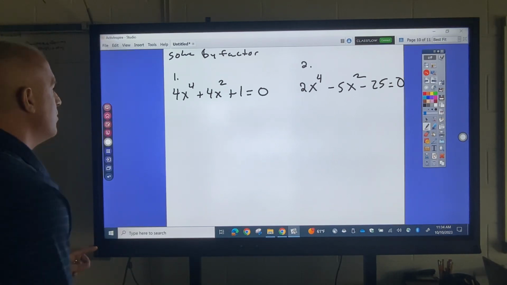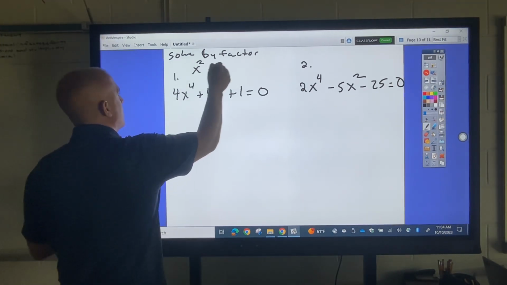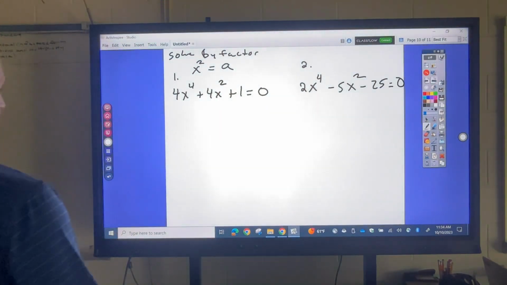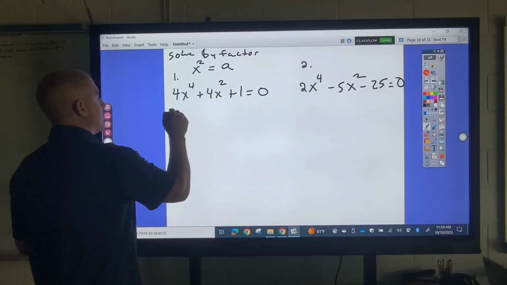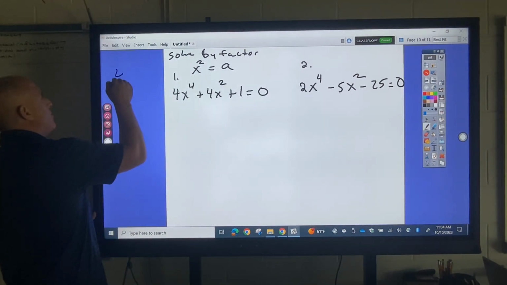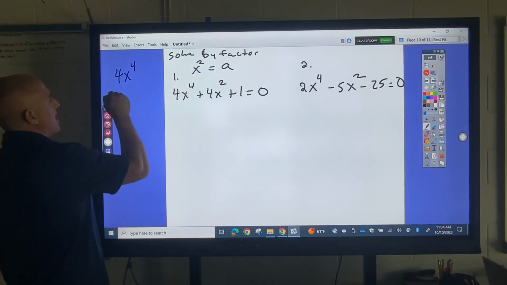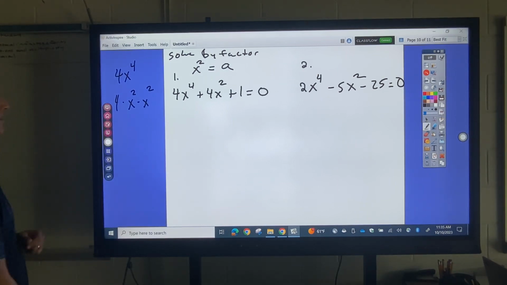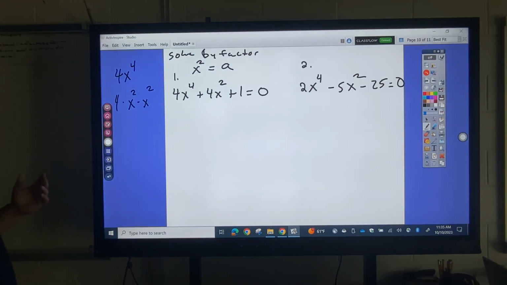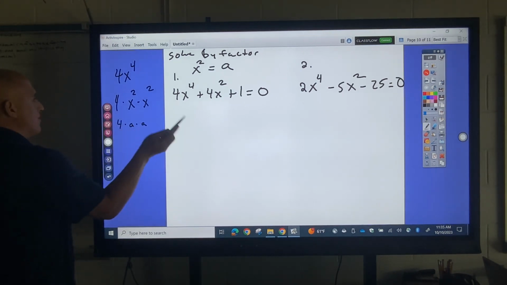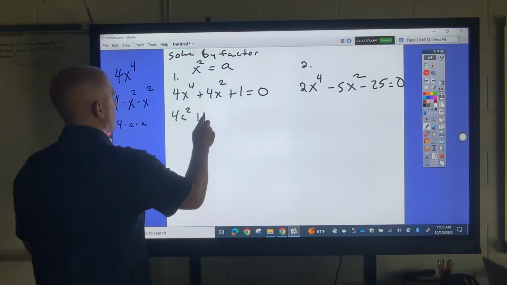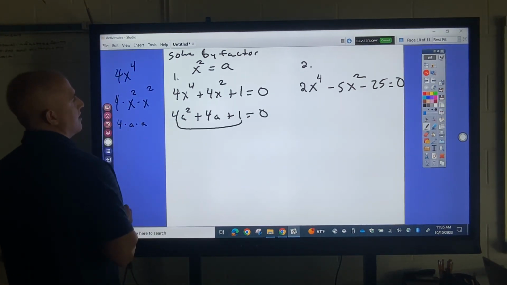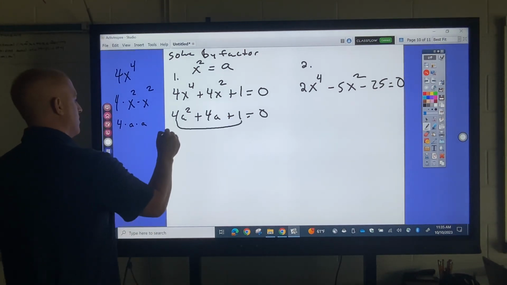All right, what you're going to do, I'm going to set up x squared equaling a. In algebra and in calculus, you'll get this thing called u substitution. But we're just going to go ahead and use a. And what that means is the concept of 4x to the 4th. If I'm taking x squared, that's what that is. So what I'm saying is I'm going to make that 4 times a, which gives me 4a squared. Making that regular 4a plus 1, same concept, okay? 4 times 1 would be 4.